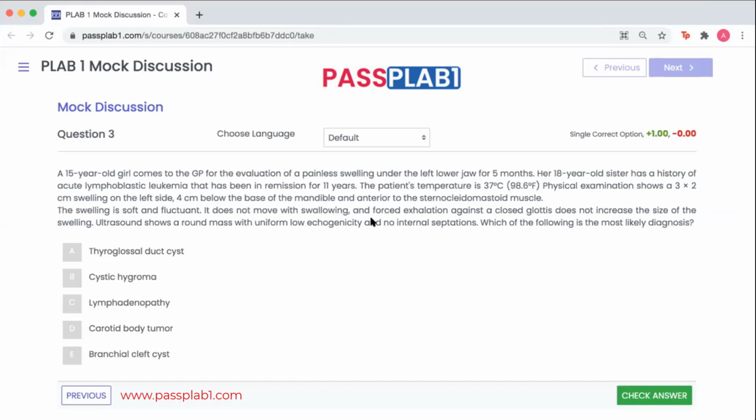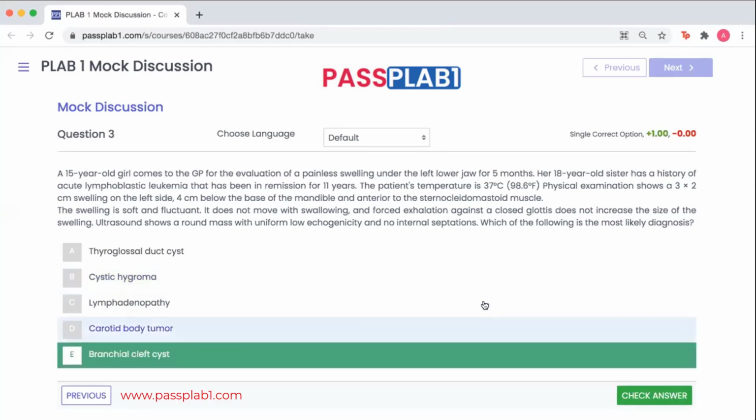So the fact that it doesn't move when she exhales through a closed glottis kind of rules out the thyroglossal duct cyst. The location goes very much with branchial cleft cyst. So at the moment, that's our first one. The fact that it doesn't have any septations kind of rules out the carotid body tumor and the hygroma, because they usually have septations as well. So at the moment, this would be our number 1. They're painless, and it's in the anterior triangle, right in front of the sternocleidomastoid.